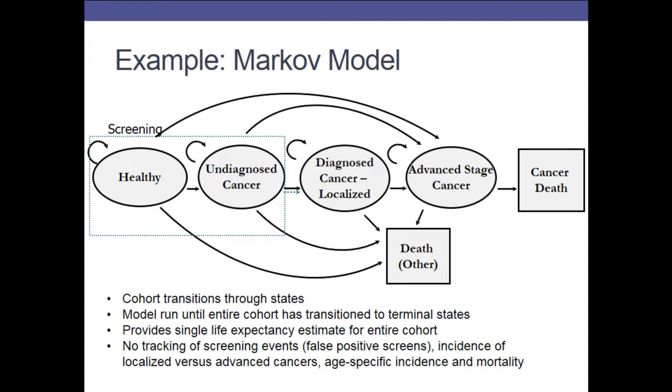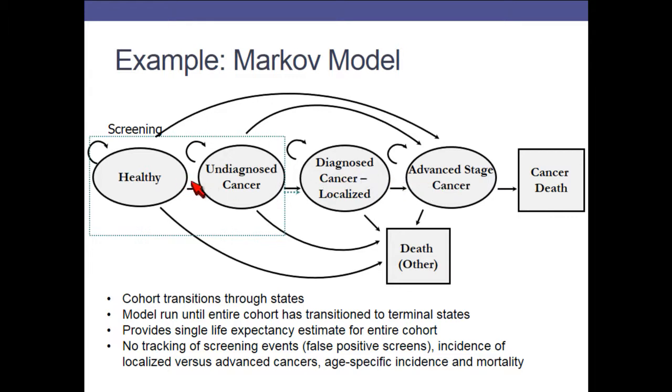The way this model would work, this is an example of cancer screening. The cohort would start in the healthy state, and at each cycle, some of the cohort will move to other states. So they may move to the undiagnosed cancer state, and then as time goes on, some of these cancers will be diagnosed. They might be diagnosed clinically, or if a screening module is turned on, they could be diagnosed by screening. They might be diagnosed early stage or late stage.